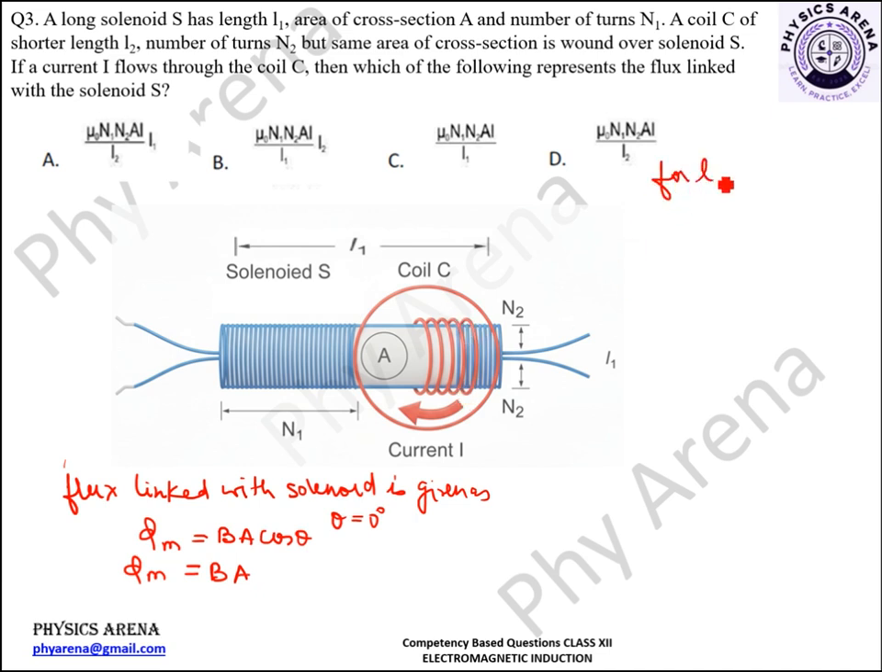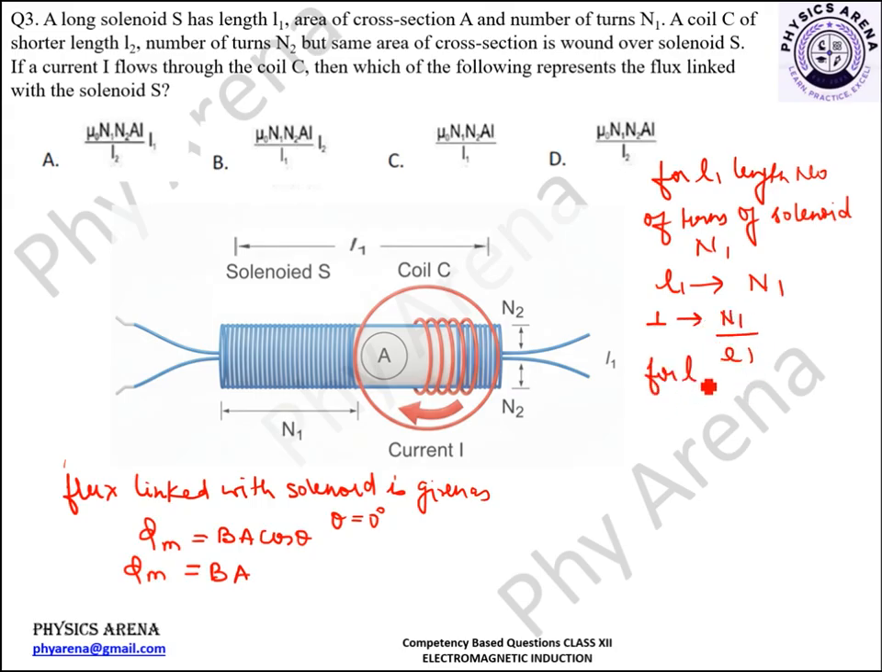So for L1 length, number of turns of solenoid, they are N1. So L1 length corresponds to N1 turns. We need to find the number of turns in L2 length. So that can be obtained as: for single unit length, the number of turns will be N1 by L1. And for L2 length, the number of turns will be N dash, and they are equal to N1 upon L1 multiplied by L2. So these are the number of turns in L2 length.